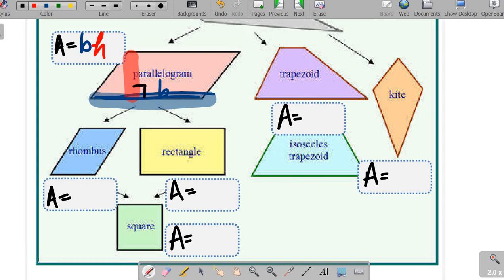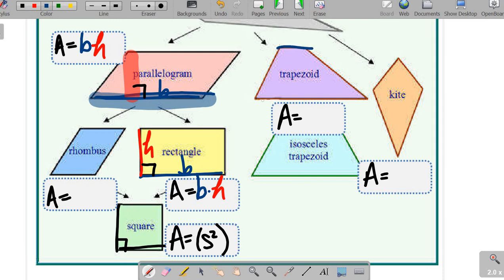In a rectangle, it's also base times height. Also commonly known as length times width. In a square, your base and your height is simply the side length, so it's side squared.